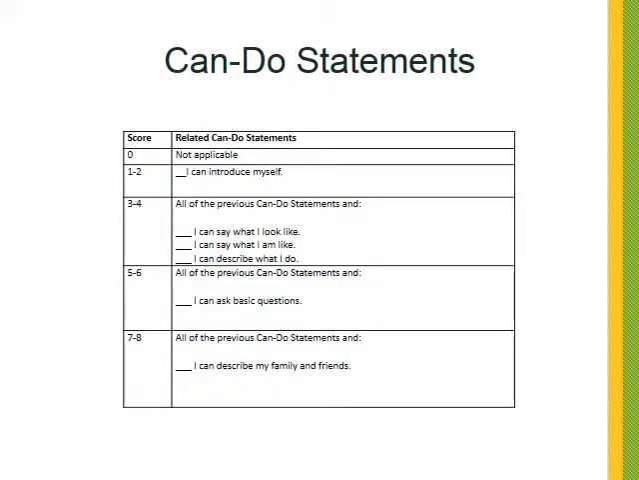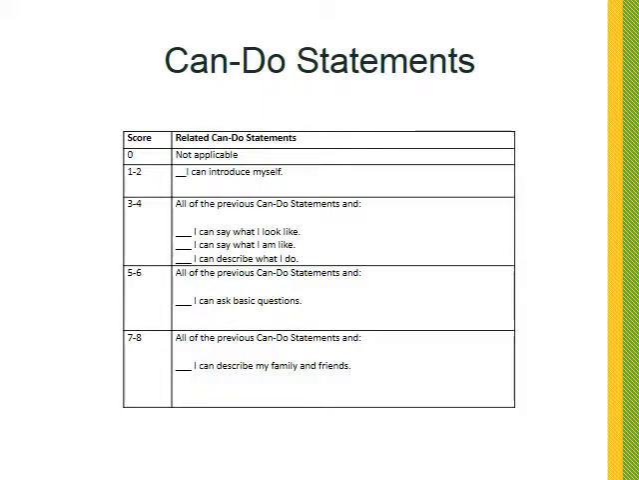This slide shows only the can-do statements on our example rubric. As was the case with indicators, these can-do statements build progressively as students show increased levels of proficiency. At a 1-2 level, the student is likely only using linguistic chunks and can introduce his or herself. That's about it. At a 3-4 level, however, the student is also able to describe his or herself and can say what he or she is like, what he or she looks like, and what he or she does.